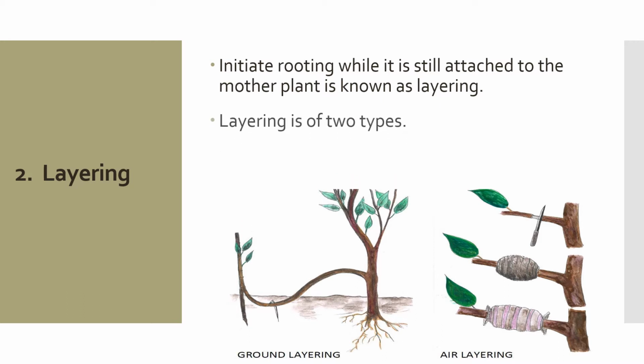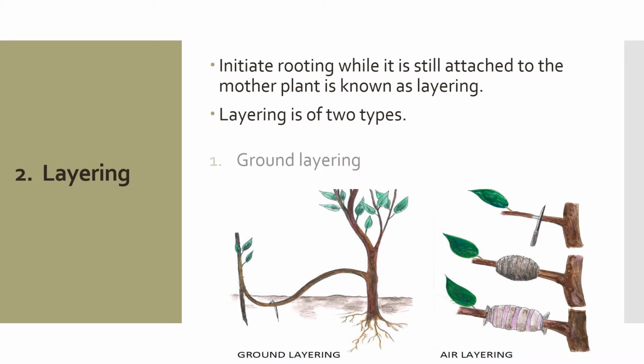If you consider layering, we use two main methods for obtaining new plants: ground layering and aerial layering. In this diagram it also shows how ground layering and aerial layering, or air layering, is done. Now we'll see how these two methods are used to produce new plants.